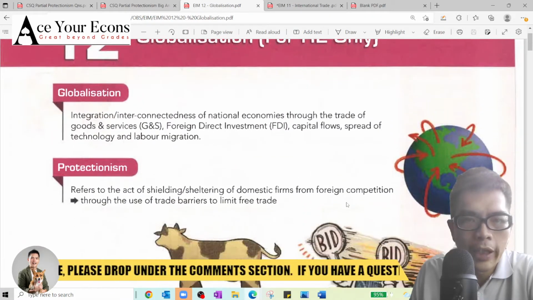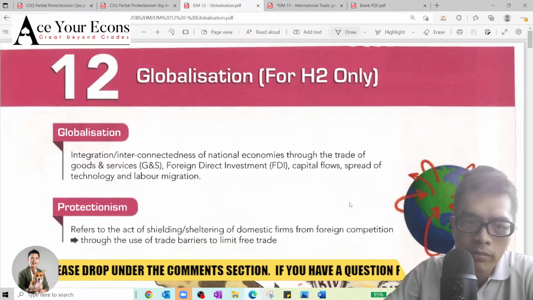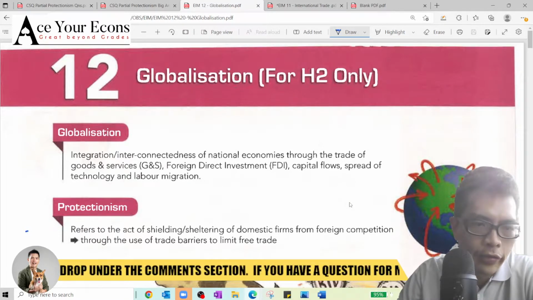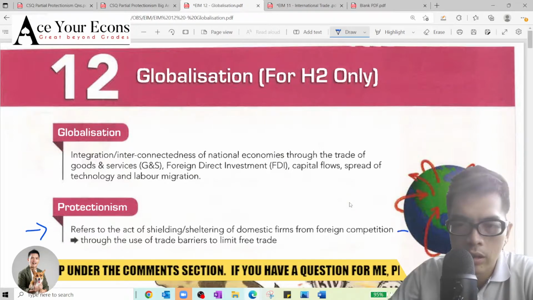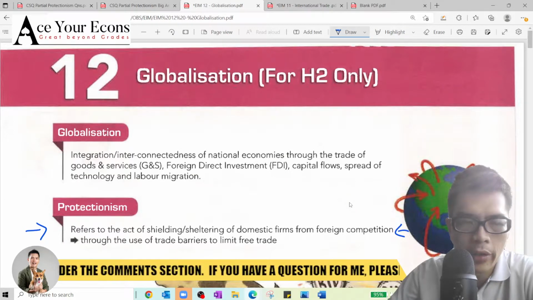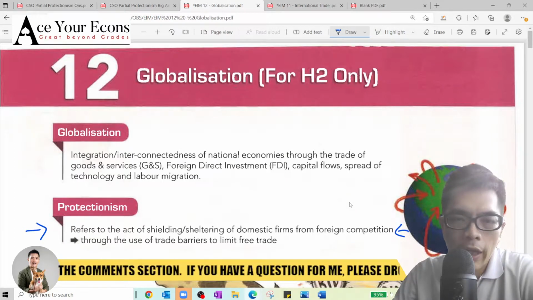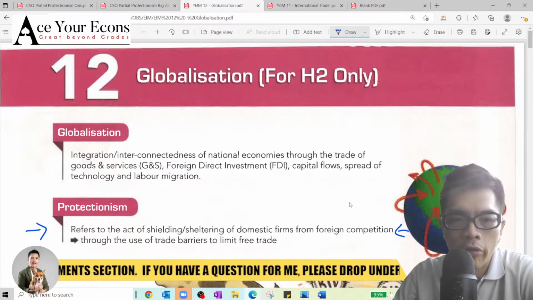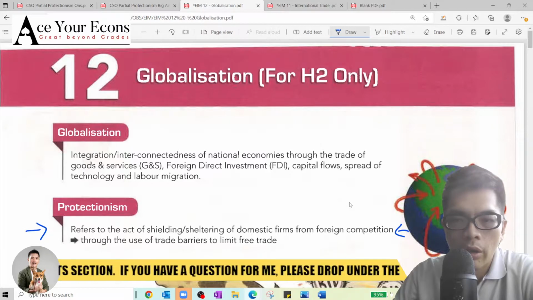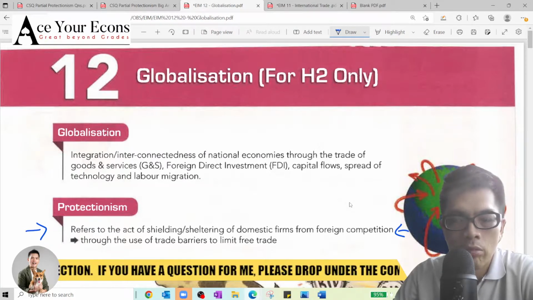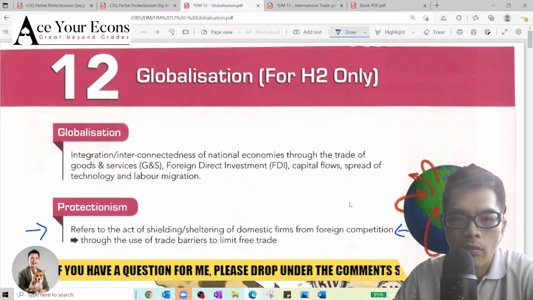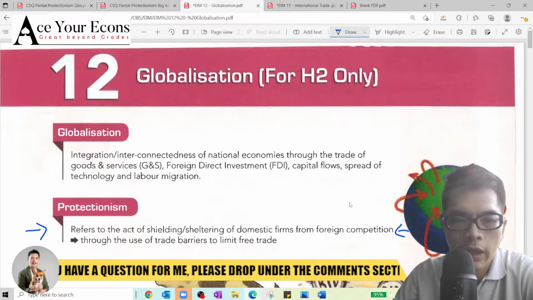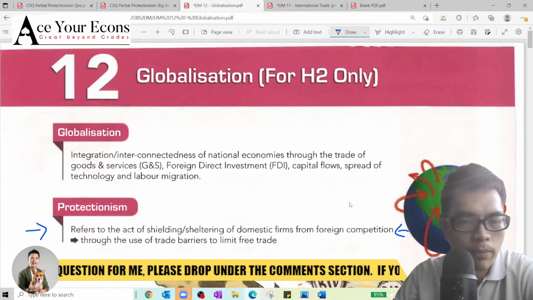Okay, so protectionism. We are looking out for a few things. Number 1, we are looking at sheltering or shielding of domestic firms from foreign competition. When we mean foreign competition, we normally mean foreign imports, and we are using trade barriers to limit free trade or to limit imports.